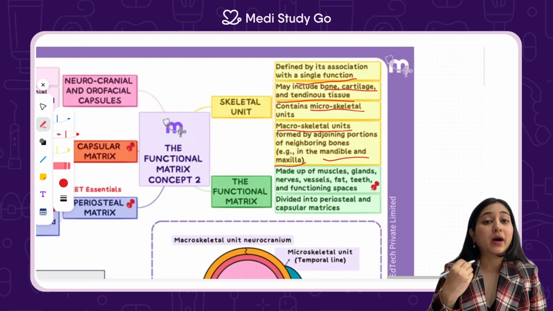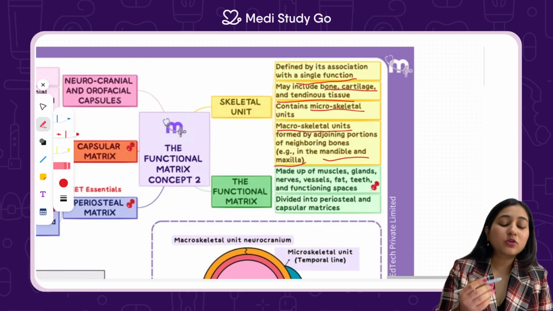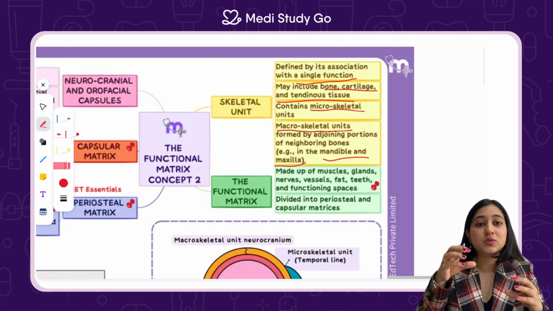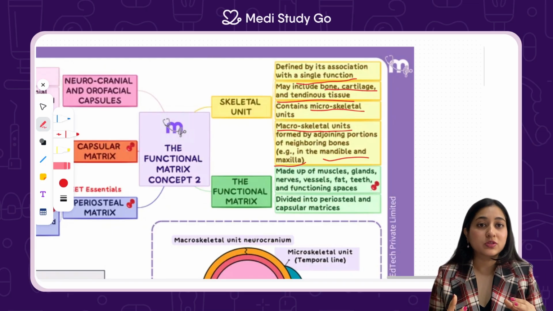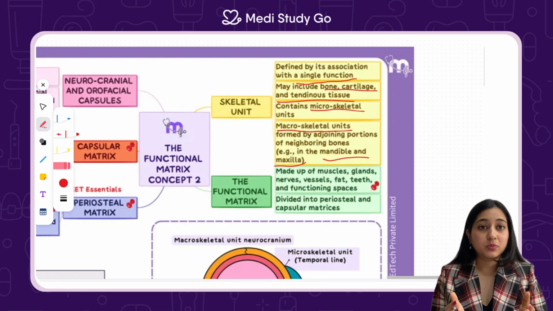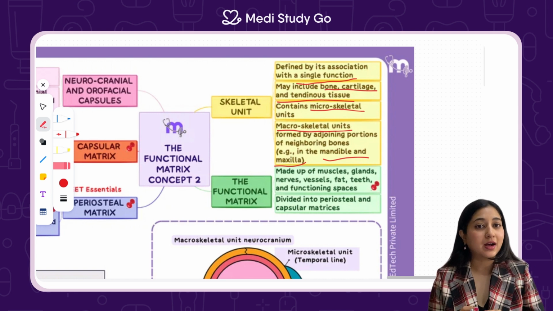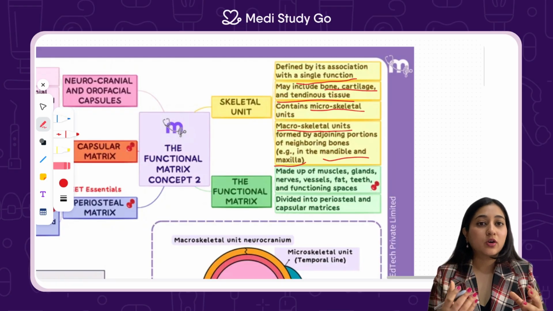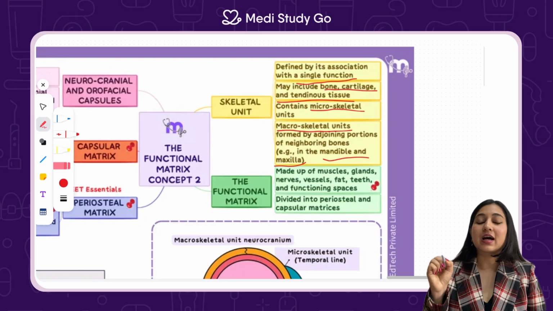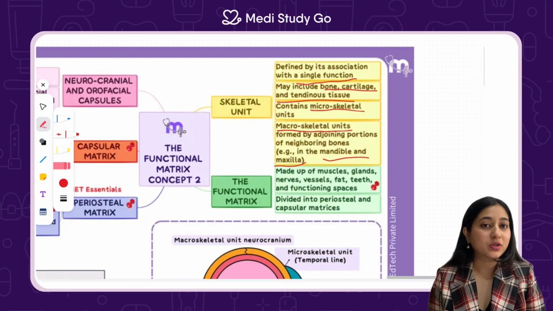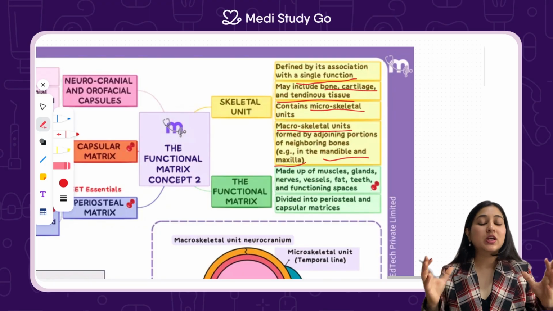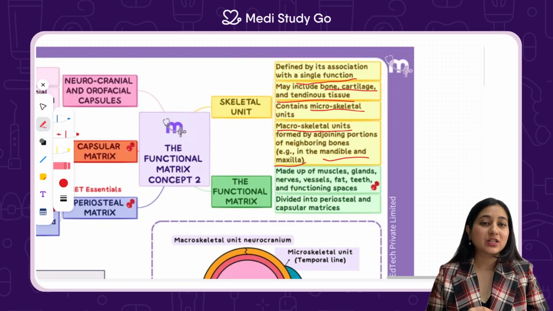Now let's understand what microskeletal units are. Microskeletal units mean smaller parts of the larger bones. So let's take for example the mandible. Within the mandible, there are different parts, so we can segregate the mandible into different parts like the coronoid part, the condyle, and the body of the mandible. All of these are the different parts of the mandible, and all of these are individual microskeletal units. When these microskeletal units come together, they form a macroskeletal unit.